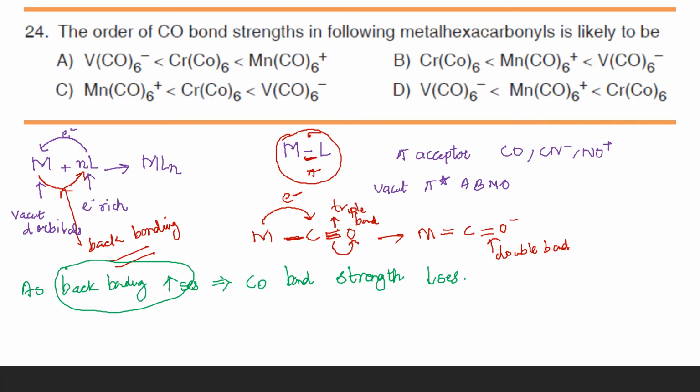So therefore, we can also say that a metal in low oxidation state leads to an increase in back bonding. So these are some related phenomena. When the metal is in low oxidation state, it leads to higher back bonding, and the metal-ligand bond strength increases, but the CO bond strength decreases. Okay, so let's have a look at each option separately.